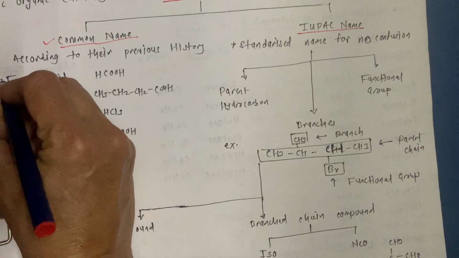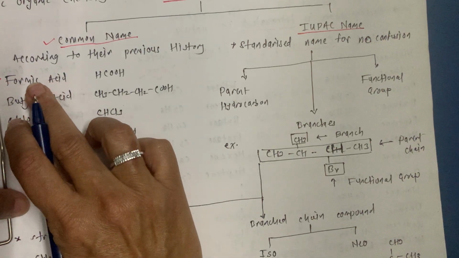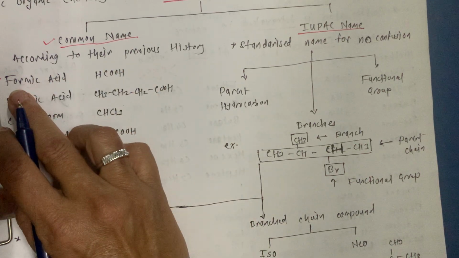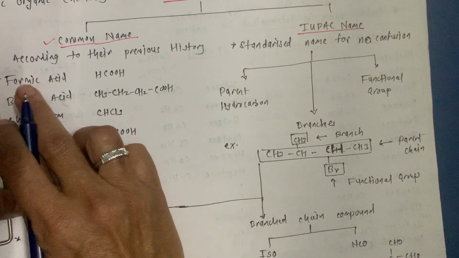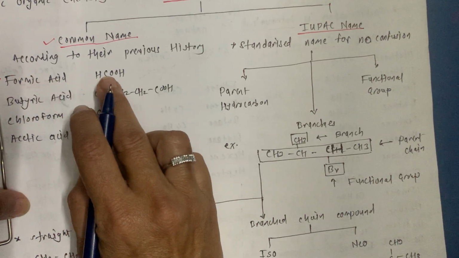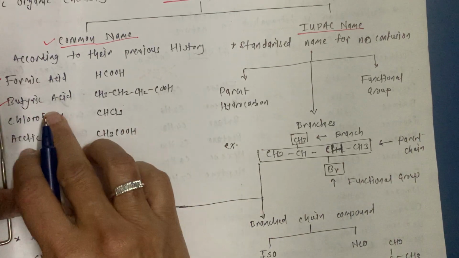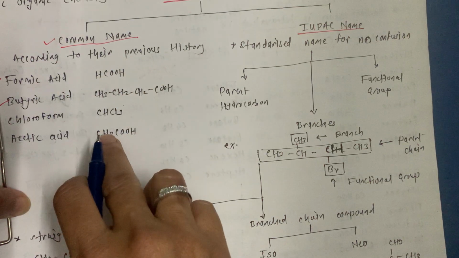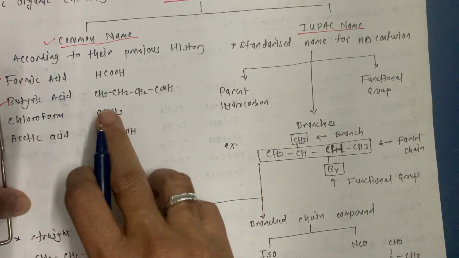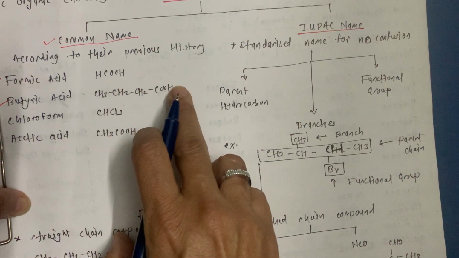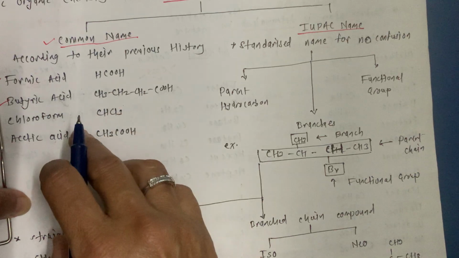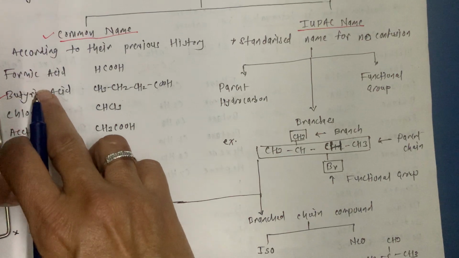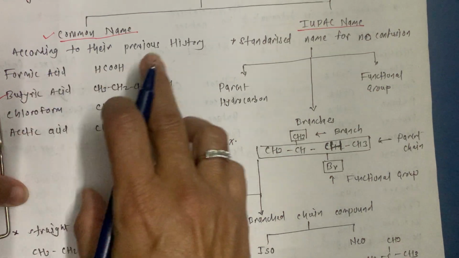Now here formic acid, for example, is present in red ant, and red ant is known as formica. So from that, this is known as formic acid, that is HCOOH. Then the next one is butyric acid. This is present in butter, that's why it is known as butyric acid, and there are 4 carbons, 1, 2, 3, 4. So again it is somewhat related to butane also, but the name is based upon a common property, that it is present in butter.